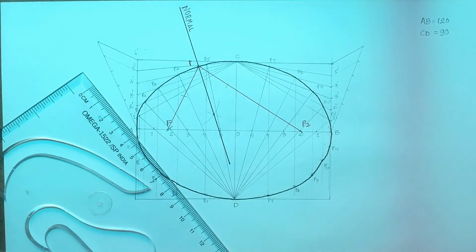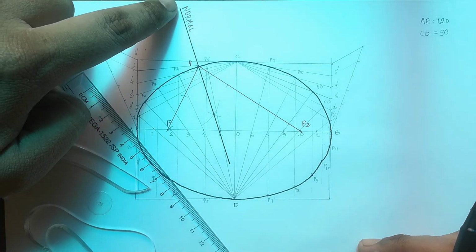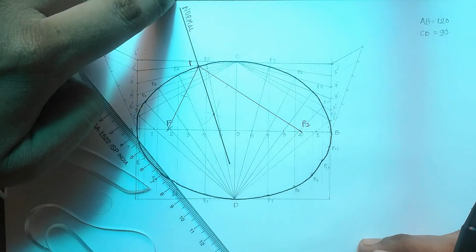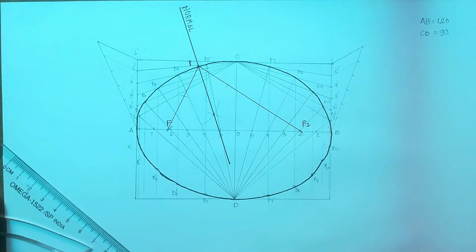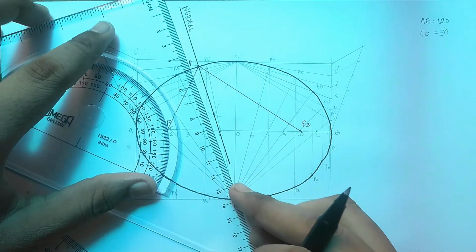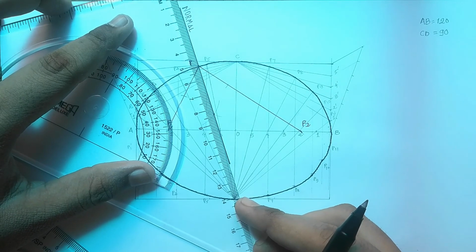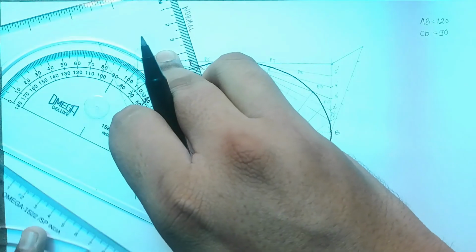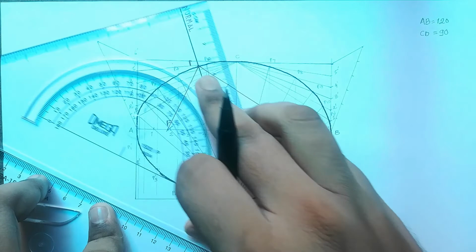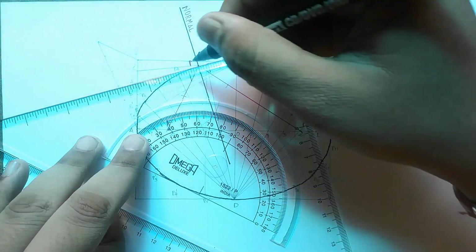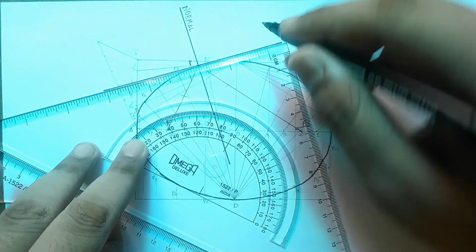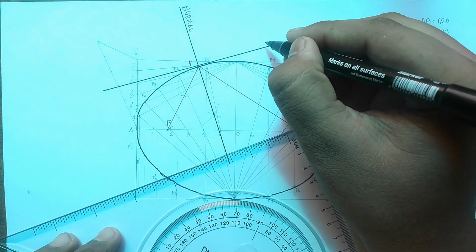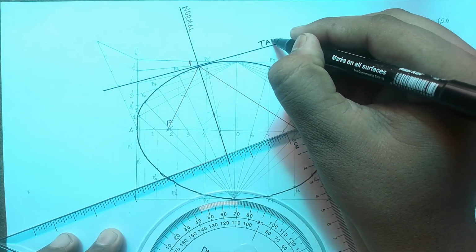To identify the tangent, you need to identify the line that is 90 degrees to the normal from point P. So I will take this set square, take the reference of this normal, then put support here and move the set square something like this, so I will be able to draw the line that is 90 degrees to the normal and passing through point P. So this is my tangent.